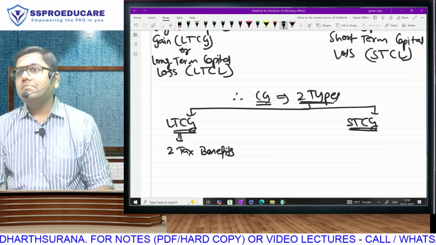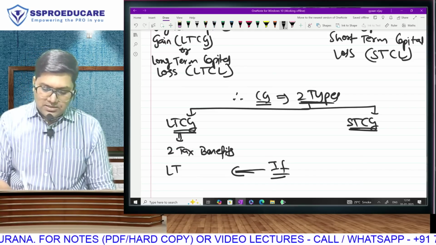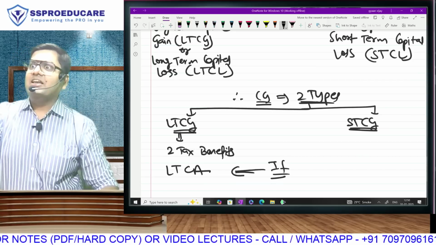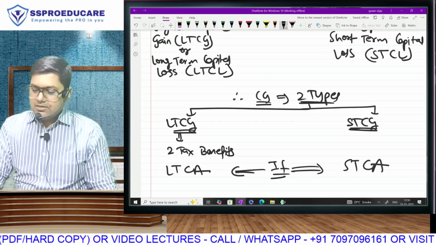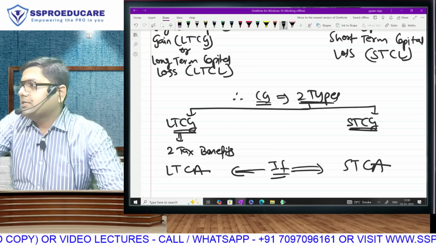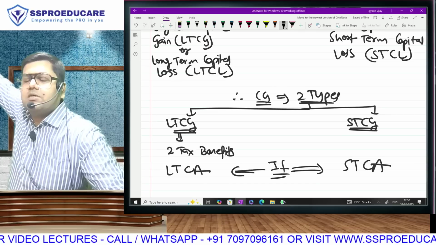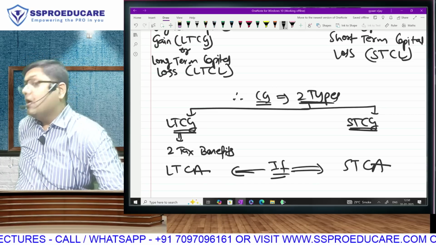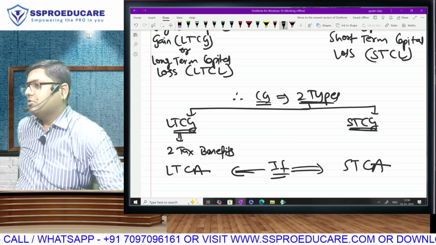And when will the gain be long term? If my asset is long term, my gain will be long term and I will get my tax benefits. But if my asset is short term, my gain will be short term and I will not be getting the tax benefits. As a taxpayer, our mind is only thinking about this. Sir, two tax benefits, sir, benefits. Are you interested in the two tax benefits? But you won't get the two tax benefits unless and until your gain is long term.